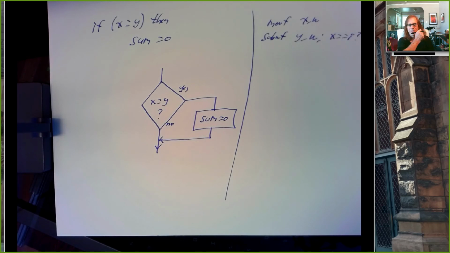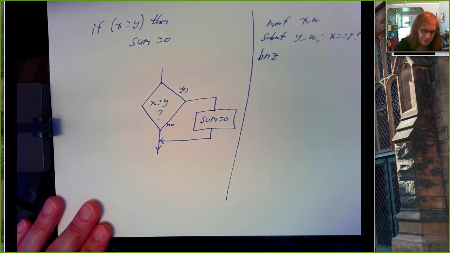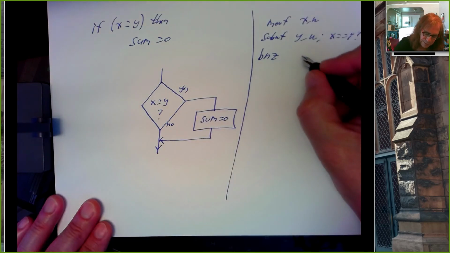And there's a lot of different ways to do this. So somebody start us off. What should we do after we've done this subtraction? We could do a branch if not 0. Okay. Where should we branch if not 0? We should branch over to sum equals 0. Okay, give me a label. True. Okay. True 1, I guess.